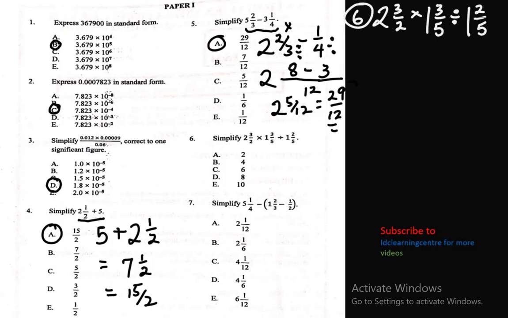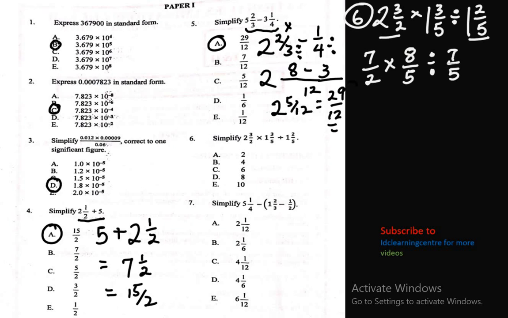The first thing we need to do is to change all we have to improper fractions. So 2 times 2 is 4. 4 plus 3 for the first, I will have 7 out of 2. Do the same for the second. The multiplication sign is here. 5 times 1 is 5 plus 3. That will give me 8 out of 5. Then the division sign, 5 times 1 is 5 plus 2 for the third fraction, 7 over 5.